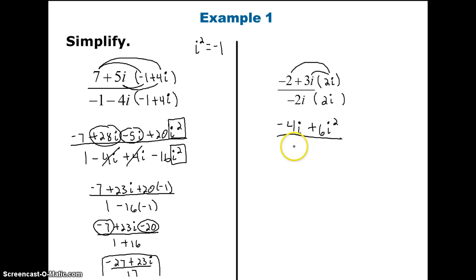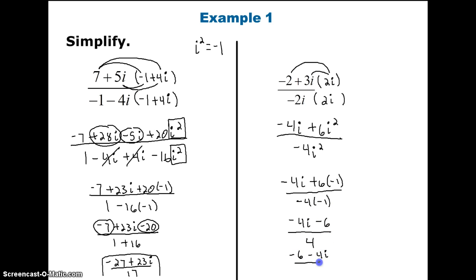On the bottom, there'll be -4i squared. Substitute a -1 for the i squared. So you bring down the -4i plus 6, substitute a -1. On the bottom, substitute a -1. So we have -4i minus 6 over +4. Real number goes first, so -6 minus 4i over 4.